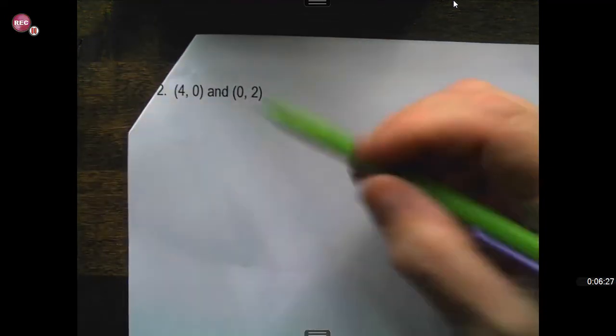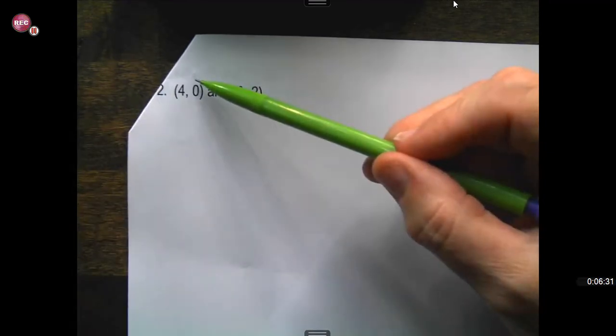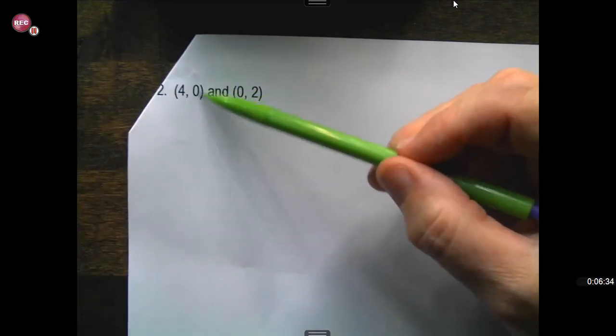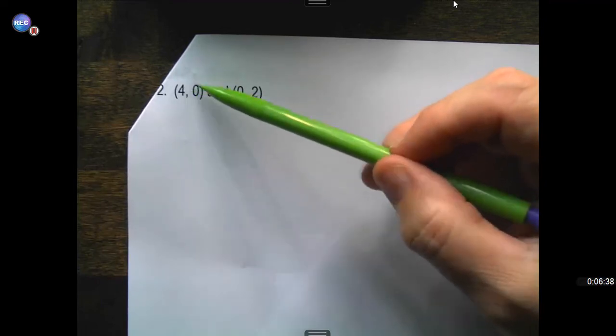There is something special about these points. One, this is your x-intercept because the y value is 0. They give me the x value, that's the x-intercept. And this happens to be my y-intercept because the x value is 0. When that happens, this is my y-intercept.